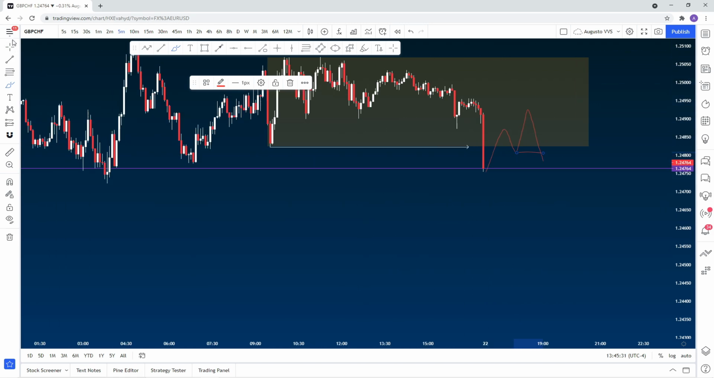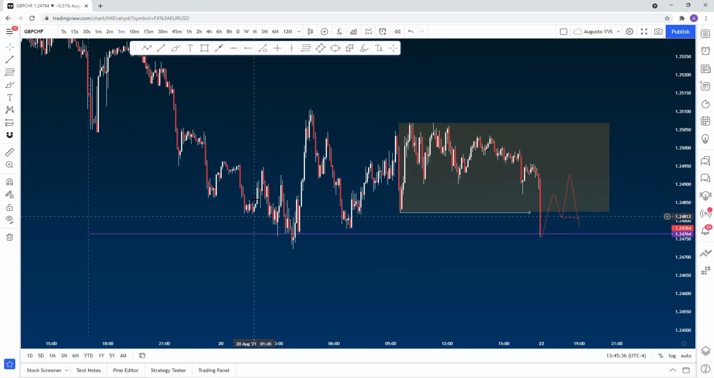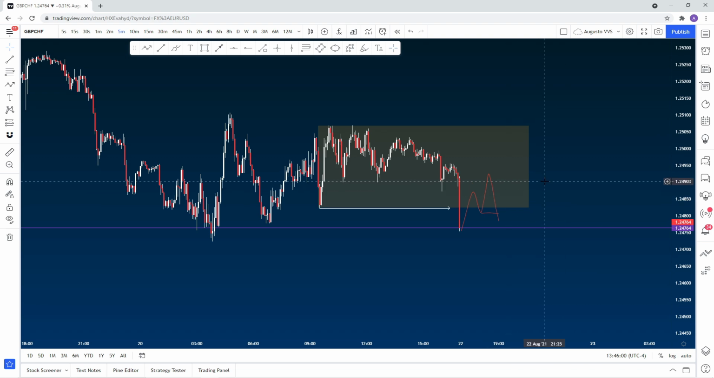But the idea is that we are going to select a point of interest based on the previous daily candle and the most recent price action, and this usually happens between 10 p.m. to 3 a.m. New York time.